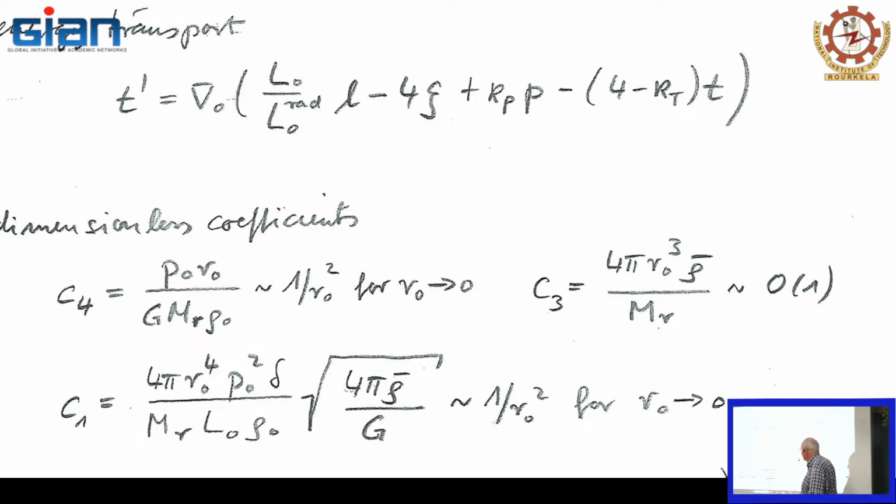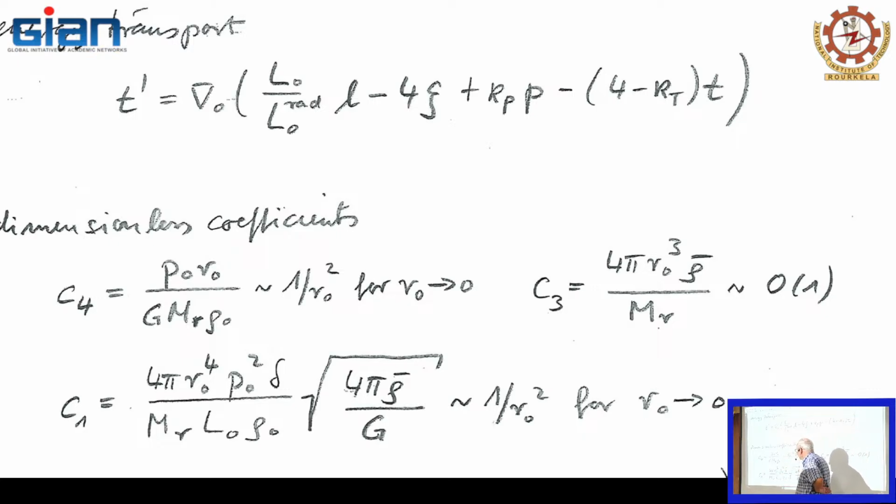Well, C4 is then defined as P naught times R naught over GM over rho naught. So what is that physically? Do you see what this means? It contains P naught over rho naught, which is the sound speed squared, and GM over R is the gravitational energy. So it relates, in some sense, an acoustic energy to the gravitational energy.